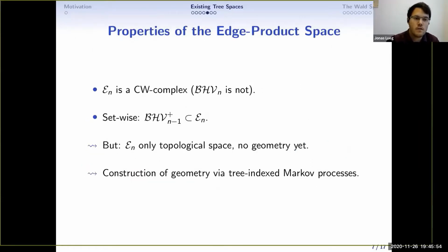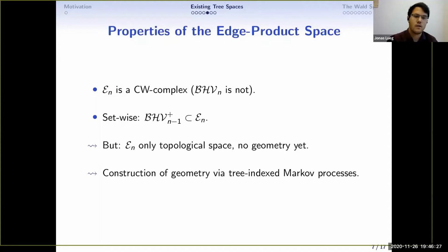There are some nice properties. The edge product space is a CW complex, so a cell complex. You can imagine this as a topological space that is a union of different closed sets, where the interior of each closed set is homeomorphic to some cube whose dimensions can differ. Just a quick side note, the BHV space is not a cell complex. And the Wald space, which we will define later, is also not a cell complex.